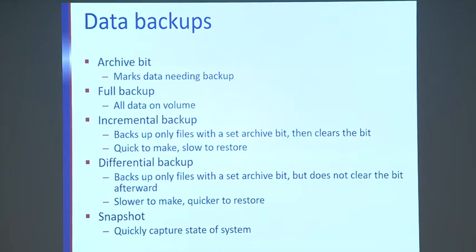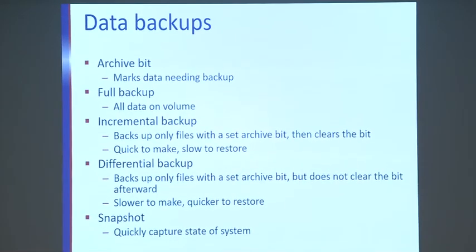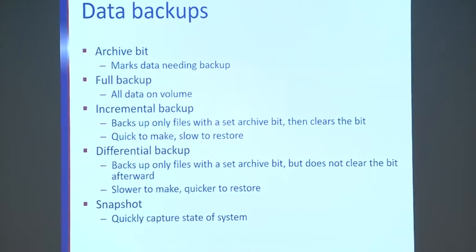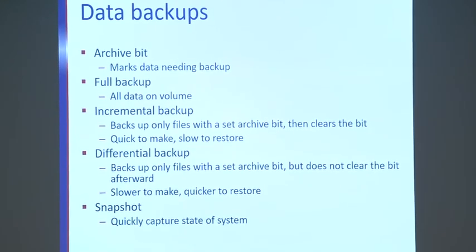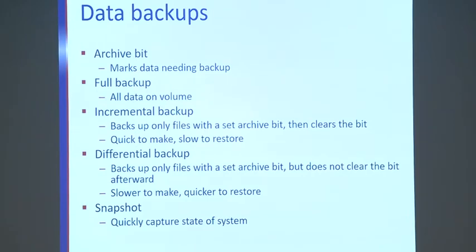So the archive bit that we have is marking the need for a backup. So the full backup is all the data that's on the volume. My incremental backs up only the files with a set archive bit, then clears the bit. So it's quick to make, it's slow to restore. My differential backs up only the files with the set archive bit, but does not clear the bit afterwards. So it's slower to make, but quicker to restore. So the differential to me is the better choice because I've got all this information on one tape. It's real easy for me to restore this.